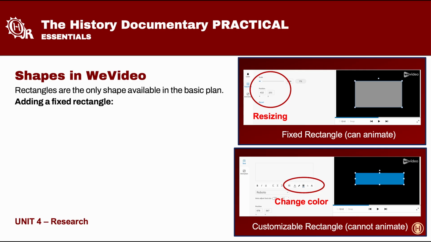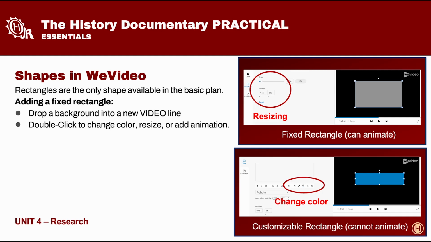So to add a fixed rectangle, which has a fixed ratio, you want to drop a background into a new video line. Then you'll double click it to change the color. But at this point in time, you can also resize it. You'll see the corner dots that you can then drag and drop, or you can resize it within the interface. You can also change the color here, as you can see, and you can add animation.